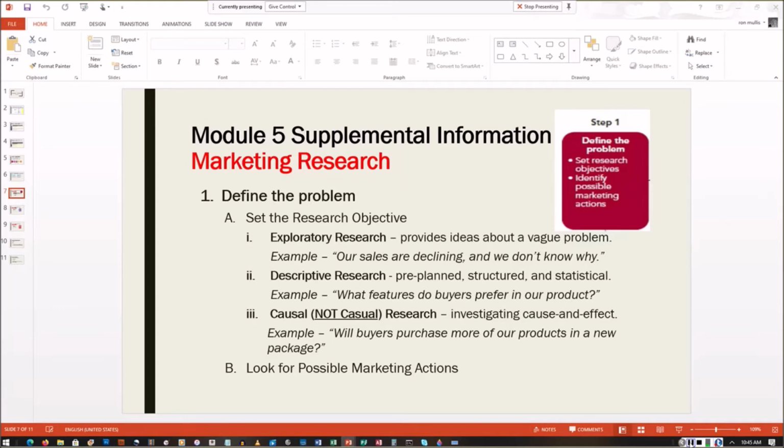Although the word casual is used in the title of that type of research, it's far from casual. It's actually pretty structured, and you get quantitative data from it. The goal of casual research is to determine the degree to which a change in one factor is going to impact another factor. So an example of that would be, will buyers purchase more of a product if we decide to use some type of new packaging?